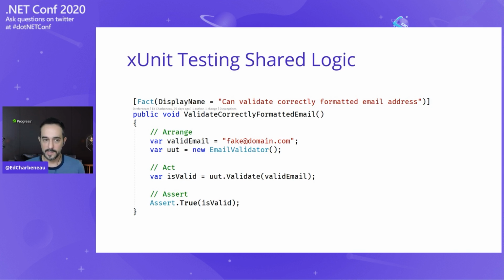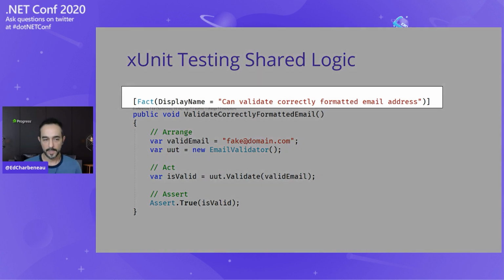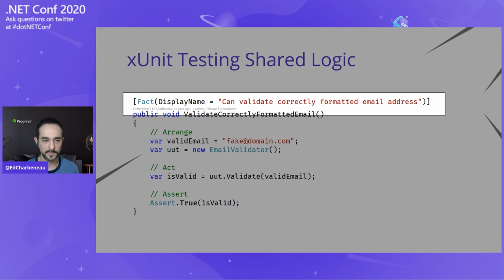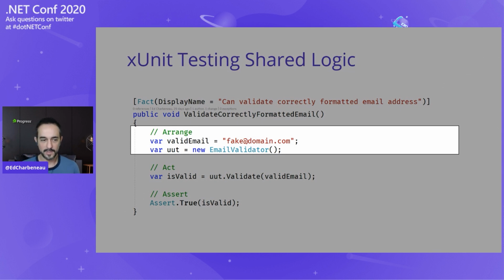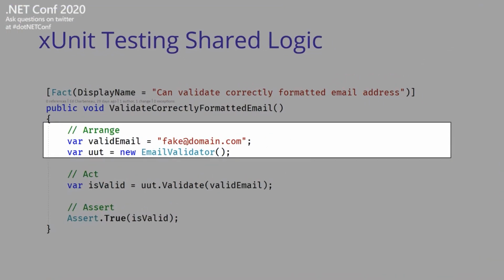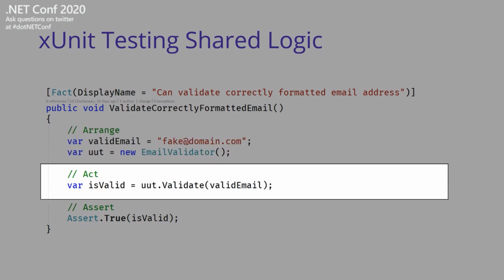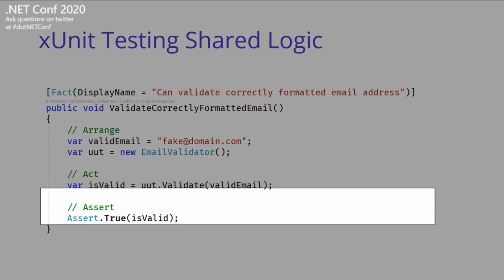If you're not familiar with XUnit tests, this is a little overview of how they work. First of all, we identify the method that we're going to use to test our code with a fact attribute. So we'll say this is our unit test, and in this example, we're going to say, can it validate a correctly formatted email address? And we'll arrange our test, maybe new up the unit under test. We might have some actions that we need to perform on that, and then we'll validate the outcome of that test.